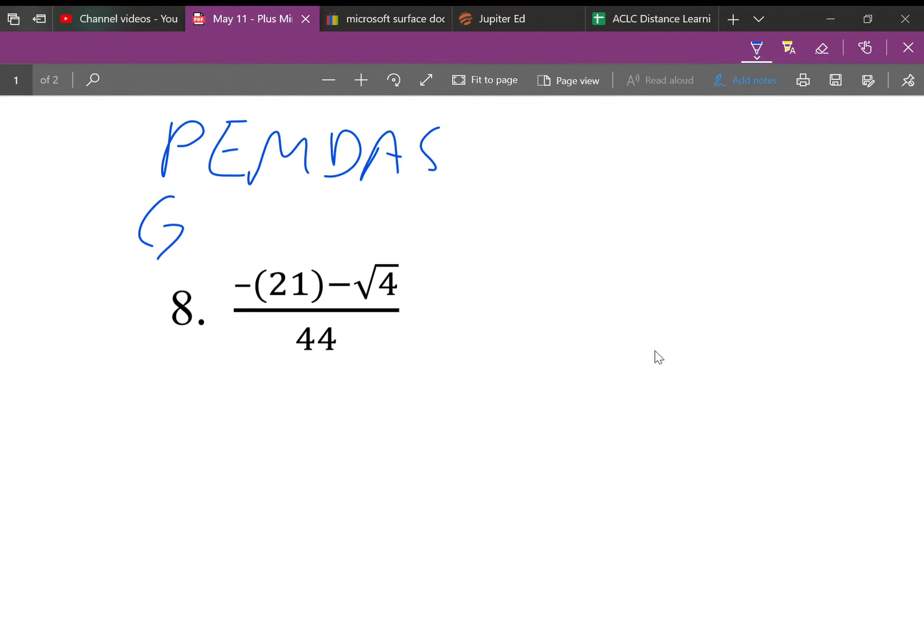What does that mean? It means that negative parenthesis 21 is still there, minus sign is still there, but we all know that the square root of 4 is 2. And then that 44 is still there on the bottom. So that would be our first step.